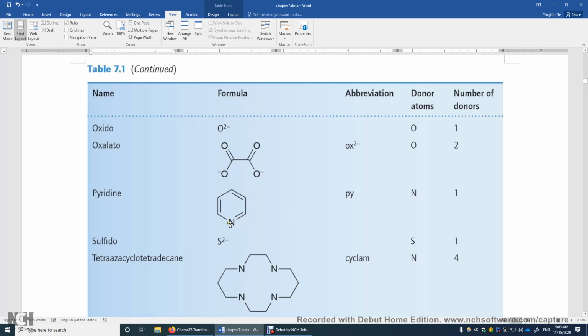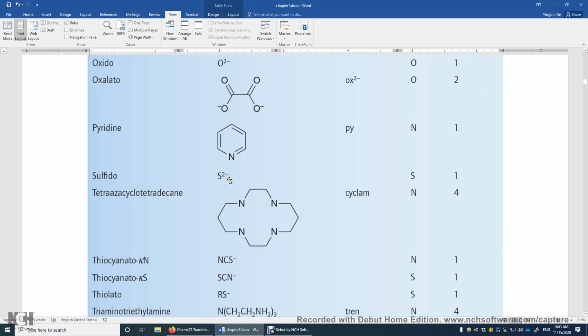Pyridine, so this is just pyridine. This nitrogen has a lone pair here. Sulfido, from sulfide.